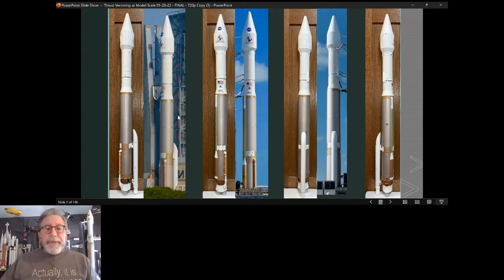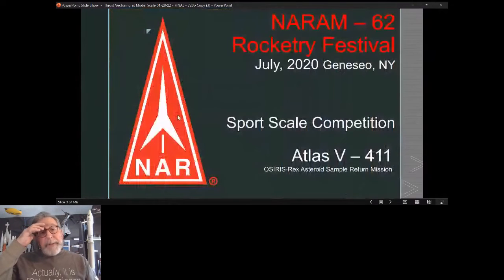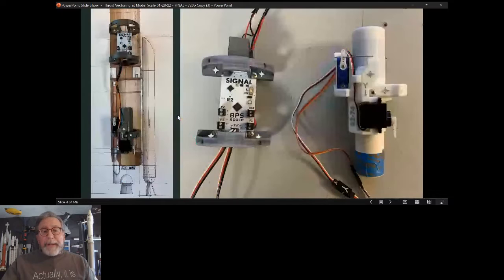So this story kind of has two parts to it. It started out building a scale competition model for NARAM 62, which was supposed to be in 2020, but ended up being in 2021 due to COVID. And it ended up turning into a 2-year research project in how to integrate thrust vector control into this very unique rocket. Here you can see a drawing of the rocket and how this thrust vector control integrates into the rocket. That's the gimbal unit and the flight computer there.